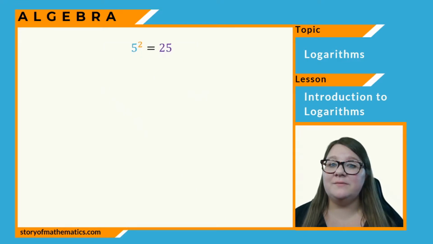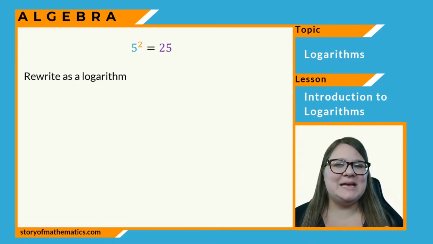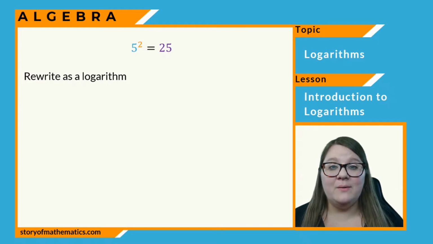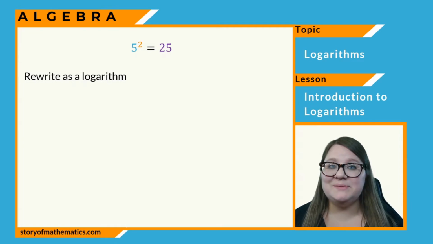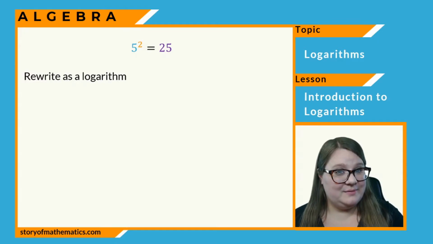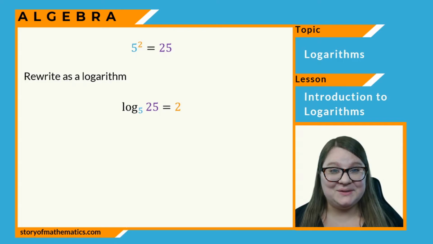Let's say I tell you 5 squared equals 25. Well, of course, you know that to be true, but I want to write this as a logarithm instead. Now, the base of my exponent is 5, so that's also going to be the base of my logarithm. So I'm going to have log base 5 of, I take the number from the other side, 25, is going to equal the exponent 2.